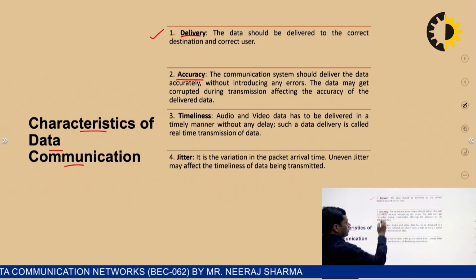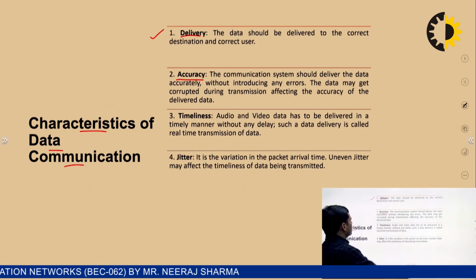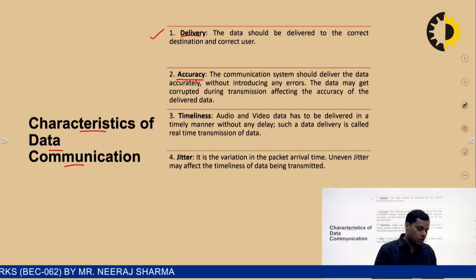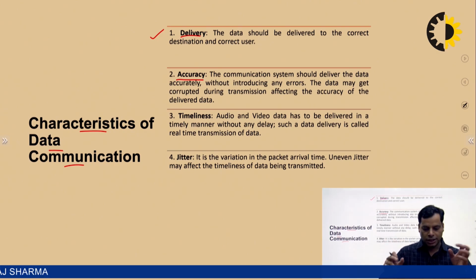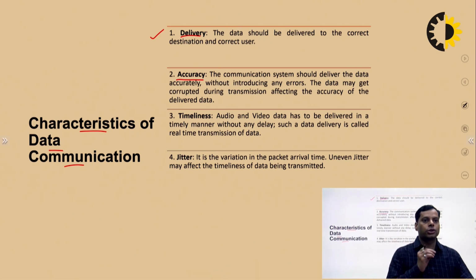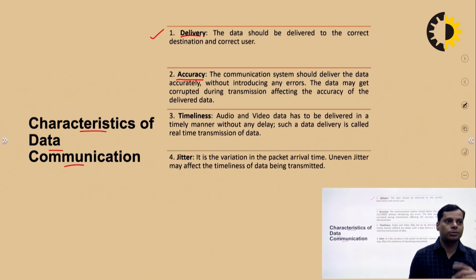The next one is accuracy. The communication system should deliver the data accurately. Accurately means, if I say a statement, let's say I am saying that I am going to Hyderabad, this is general information. When I communicate through some system, the duty of the communication system is that this information, I am going to Hyderabad, should be delivered to the receiver without any noise, without any error. So this will be the accuracy.